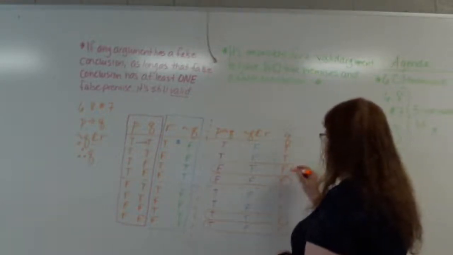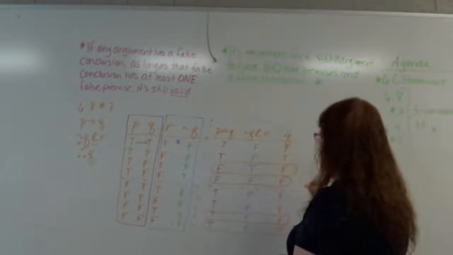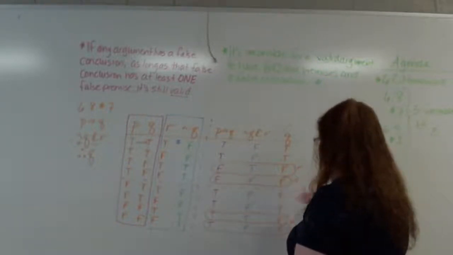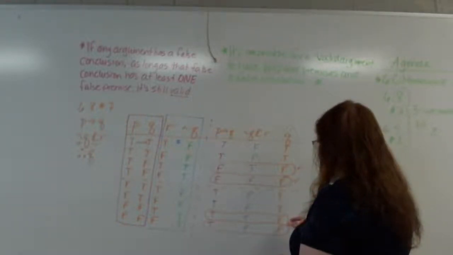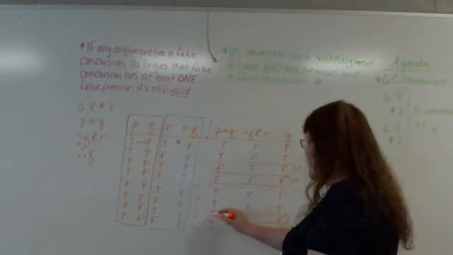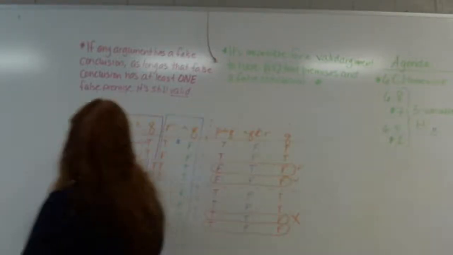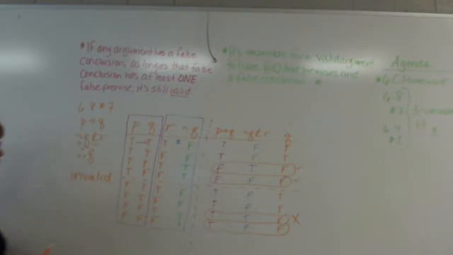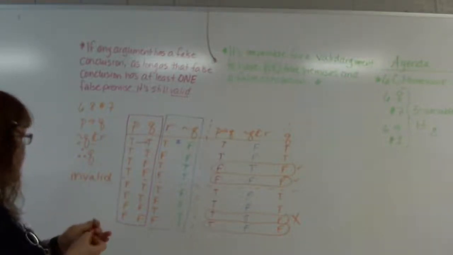So here, first one, I have a false premise over there, so he's okay. Two false premises, he's really okay. Then I get down here and I have a false conclusion, but both of my premises are true. So this is an invalid argument. Okay? I thought this was valid when I did it earlier, so let me check and make sure I got this right.